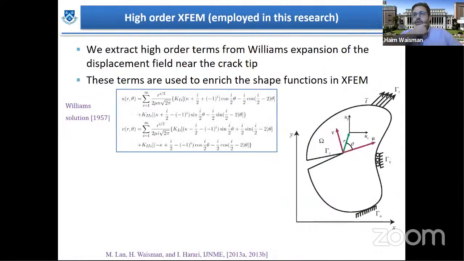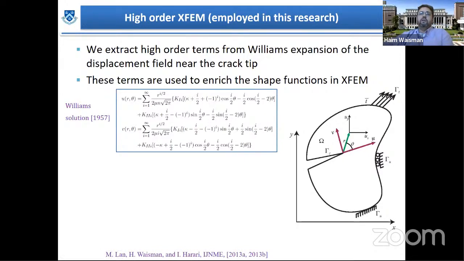Now, where are those functions coming from? Those functions are coming essentially from an analytical solution. Those are known as the Williams solution, developed in 1957. And it turns out that those functions are actually a series. It's not just these four functions, but it's actually an infinite series of solutions.